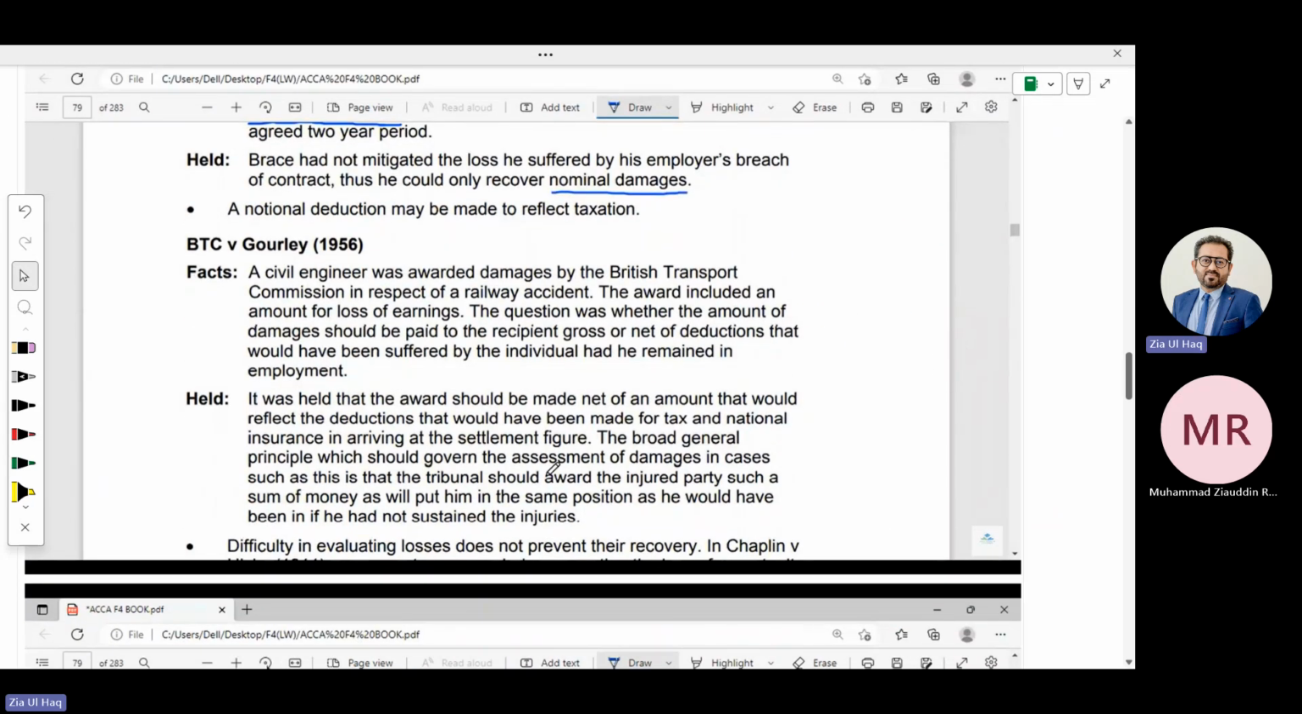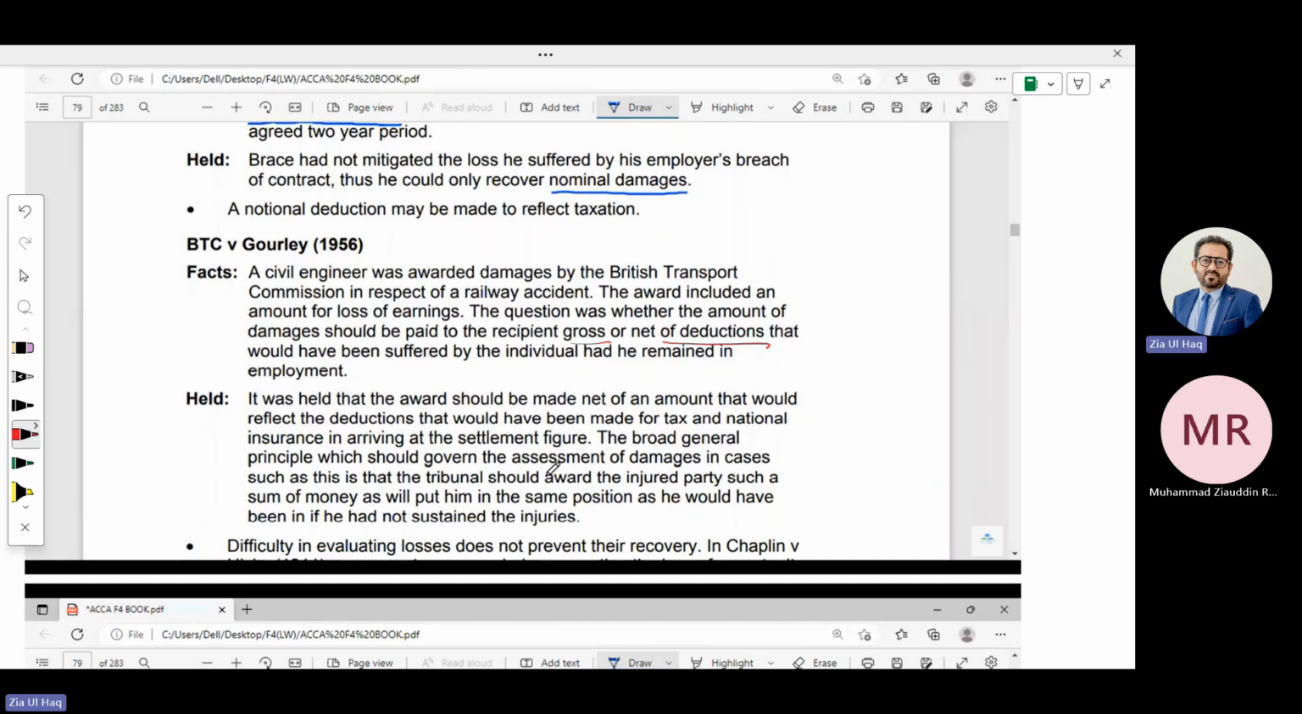And there is another case between BTC and Gourley. A civil engineer was awarded damages by the British Transport Commission in respect of a railway accident. An employee was injured due to an accident and, due to the injury, he was unable to work. Now he is claiming his salary from the organization because he was injured. The award included an amount for loss of earnings. The question was whether the amount of damages should be paid gross or net of deductions that would have been suffered by the individual had he remained in employment.